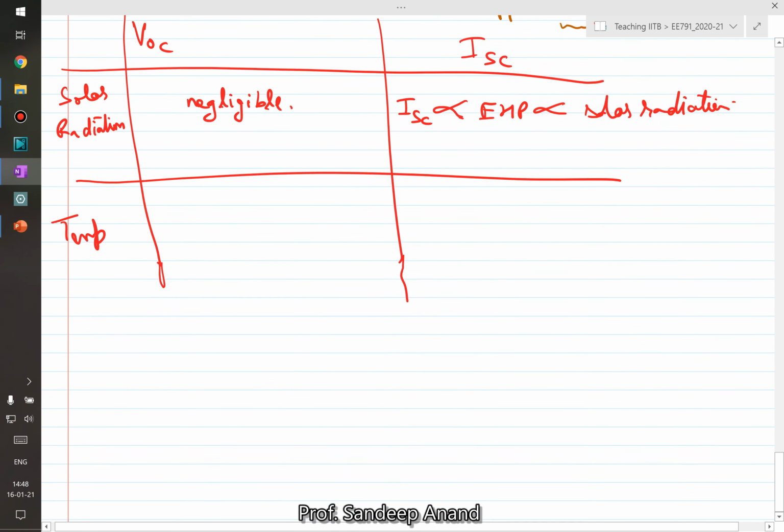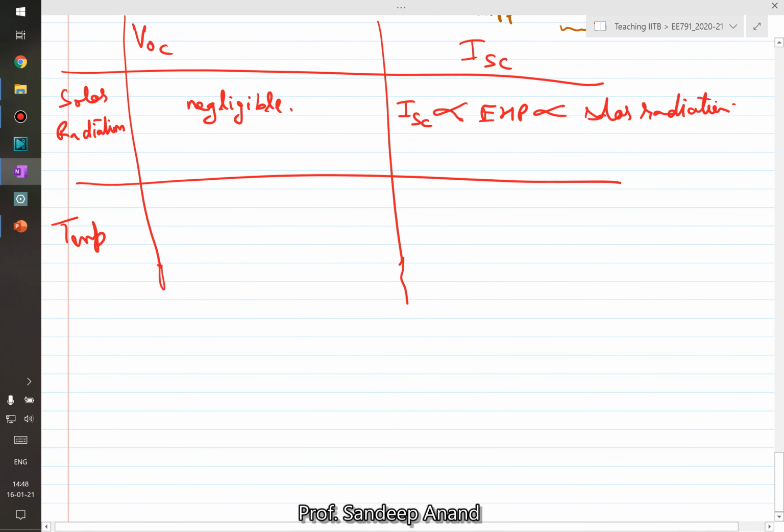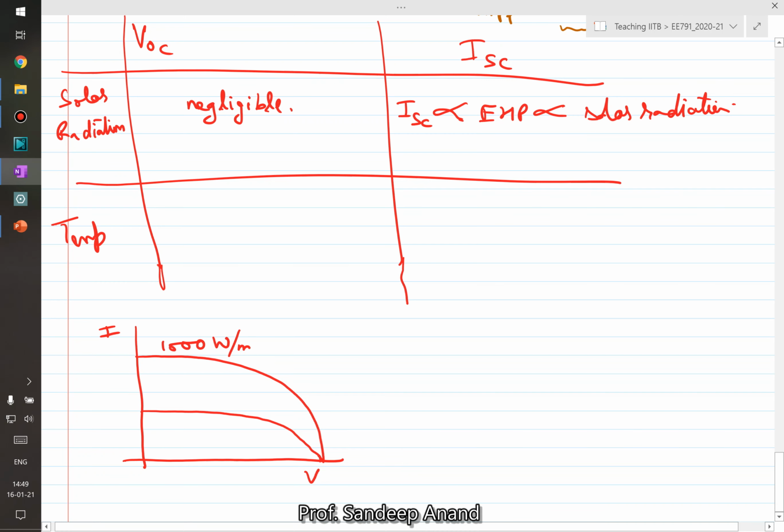Therefore, if you have a look at any solar panel data sheet, you would see that they show IV plots for different values of solar radiation, and you can see the VOC will also reduce, but very slightly, almost the same, but there is going to be a proportional change in short circuit current. So if this is for a radiation of 1000 watt per meter square and this is for 500 watt per meter square, it's almost double. This is the effect of solar radiation.